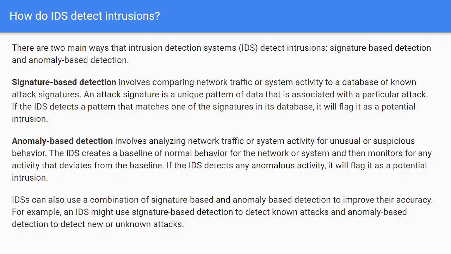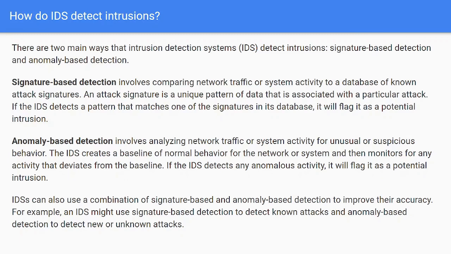Then the next one is anomaly based detection. This involves monitoring network traffic or system activity for unusual or suspicious behavior. Like I explained, the anomaly based detection looks through the activities in a network or in a system and creates a baseline for normal behavior, and says okay, if this and this and this are happening, this is normal behavior.